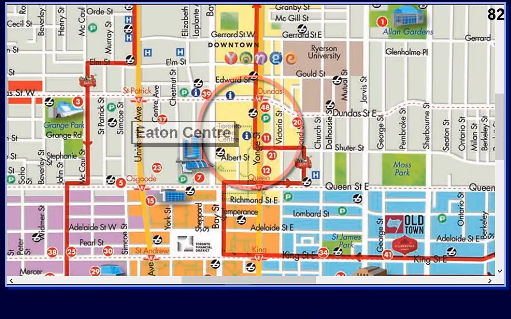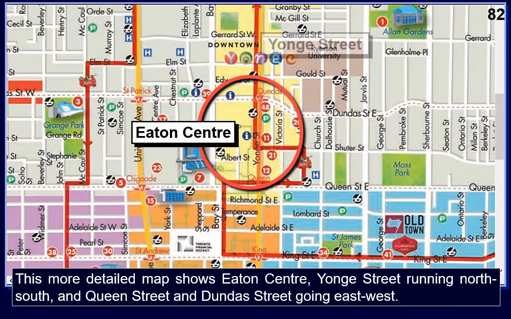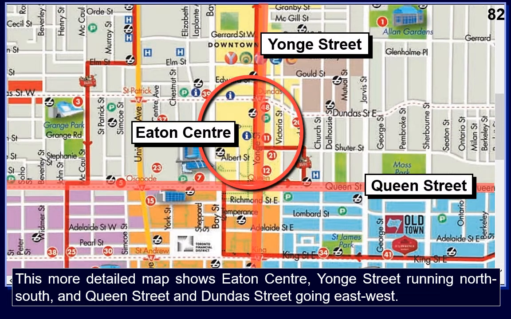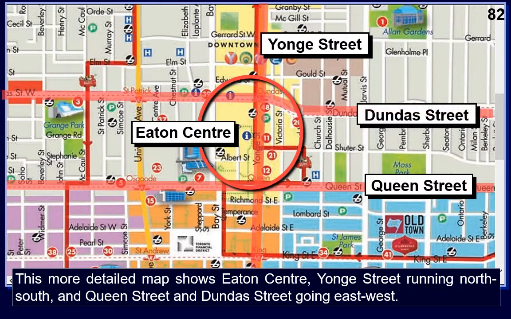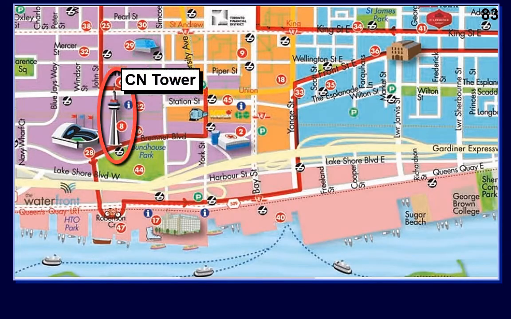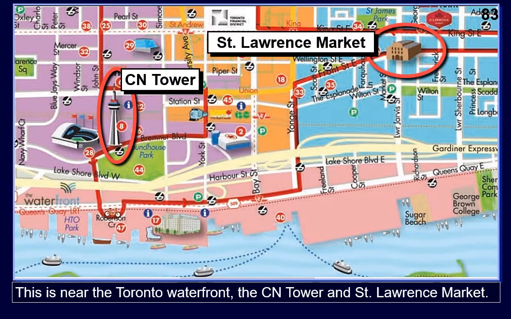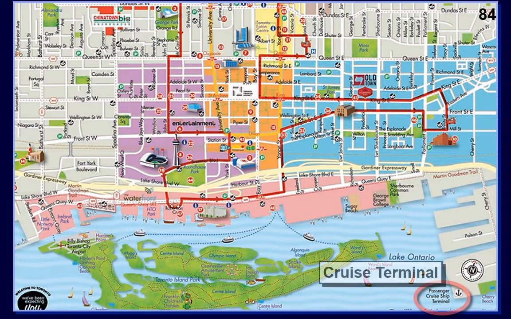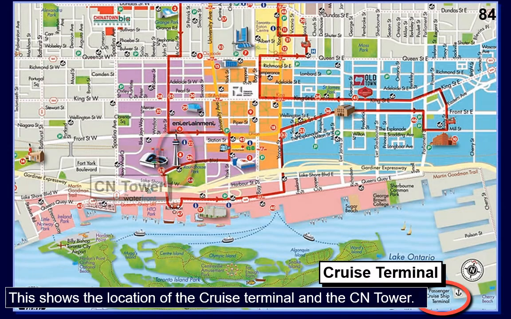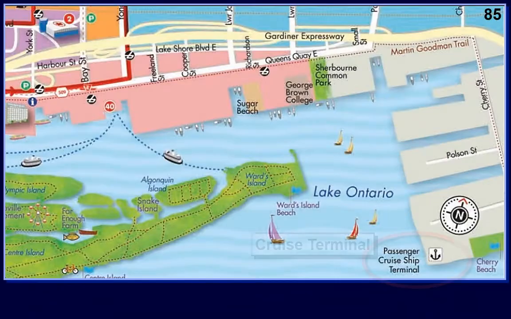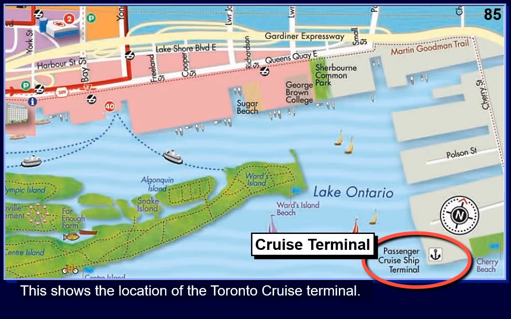This more detailed map shows Eaton Centre, Yonge Street running north-south, and Queen Street and Dundas Street going east-west. This is near the Toronto waterfront, the CN Tower and St. Lawrence Market. This shows the location of the cruise terminal and the CN Tower. This shows the location of the Toronto Cruise Terminal.